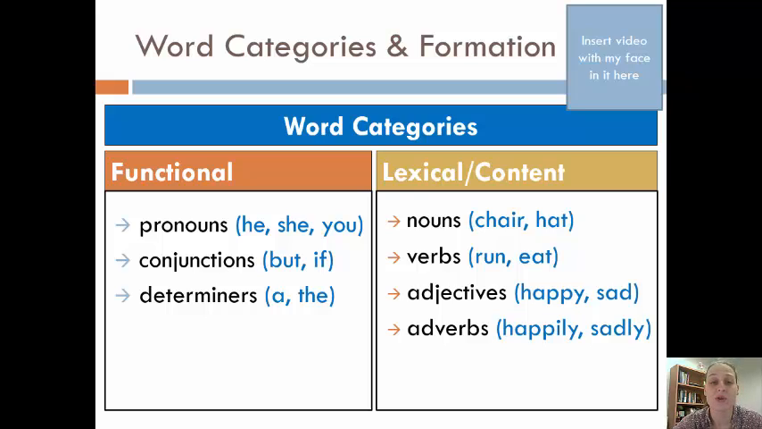So the reason why we're going over different word categories is because morphemes attach to lexical words. Okay, so for the purposes of morphology, we are going to be focusing on the lexical category. Notice that morphemes never attach to these types of words. Okay, you're never going to find a morpheme that attaches to a pronoun, a conjunction, or a determiner.